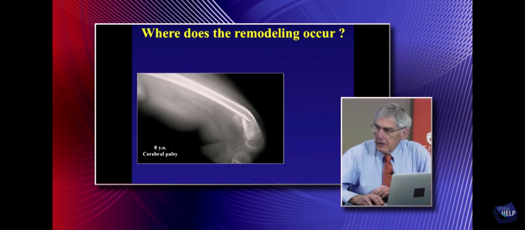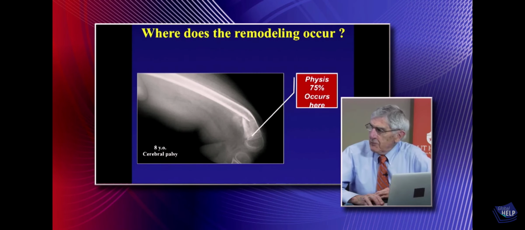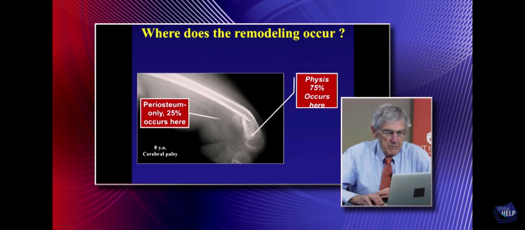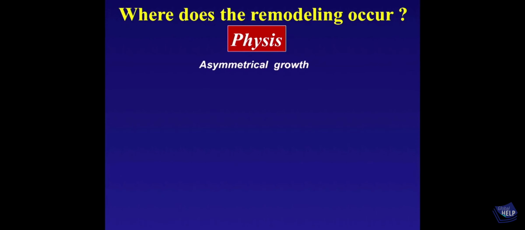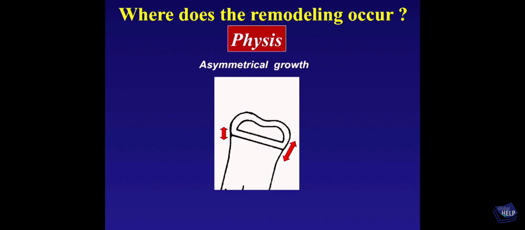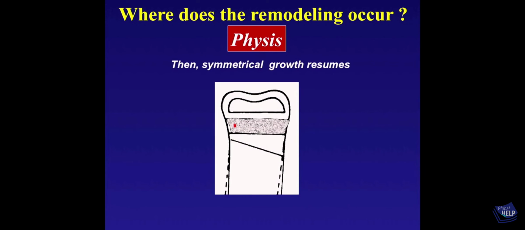So where does remodeling occur? Well, 75% of it's going to occur in the physis. It's going to realign itself. Only 25% is going to occur in the diaphysis or metaphysis. And so what happens in the physis with the remodeling process? Well, you have unequal forces and so forth, so you have asymmetrical growth. So the first thing that the physis does is it has asymmetrical growth, but it realigns itself. And then once it realigns itself, you have symmetrical growth.